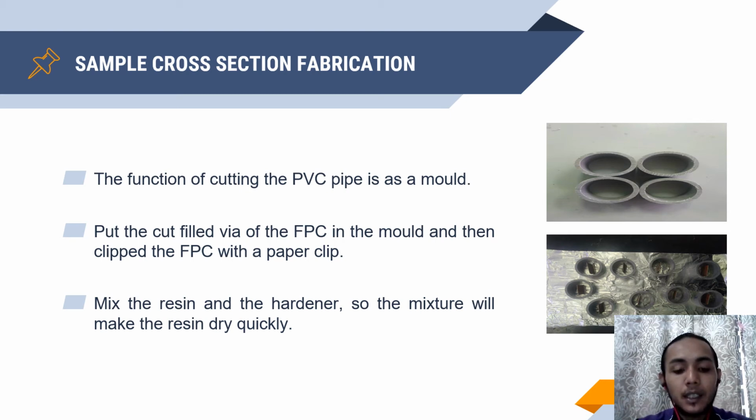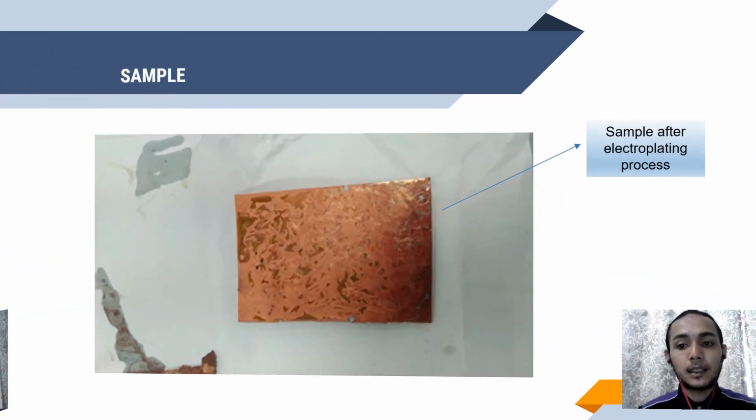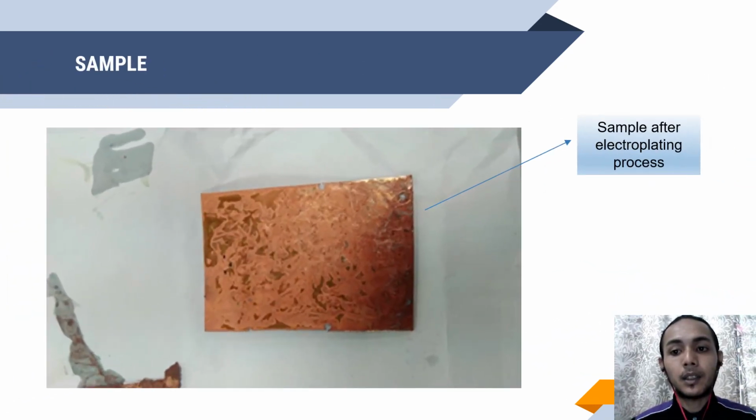Mix the resin and the hardener so the mixture will make the resin dry quickly. Before putting the resin into the mold, apply some Vaseline on the wall of the mold so the resin can be easily removed from the mold. Then the mold was filled with a mixture of acrylic resin and hardener. The sample after the electroplating process.